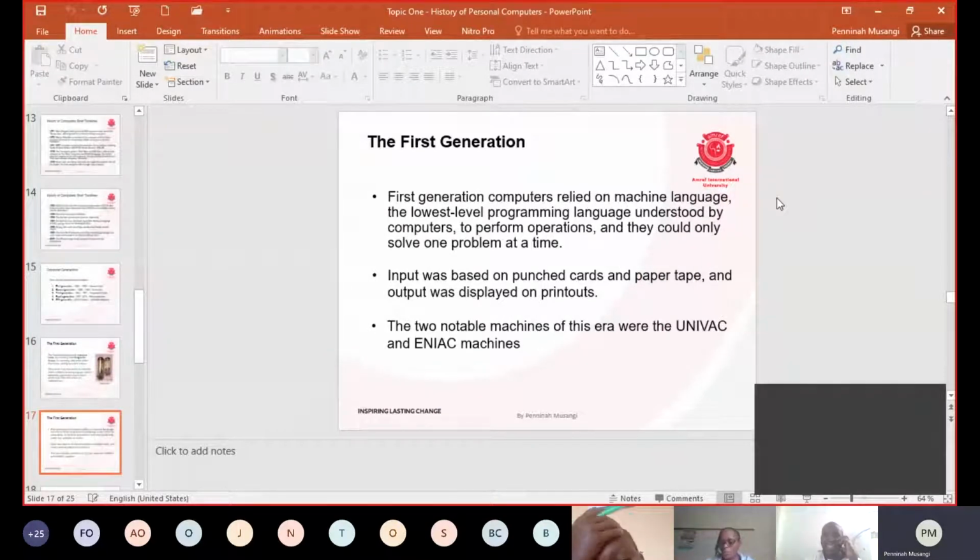The first generation computers relied on machine language, which is the lowest programming language, and it was purely understood by computers. So they could not understand our human language. I'll explain the difference in our next generation. So a computer could only understand machine language, which a human being could not understand, and that is where the issue of programming came in. That is, putting human language into machine language.